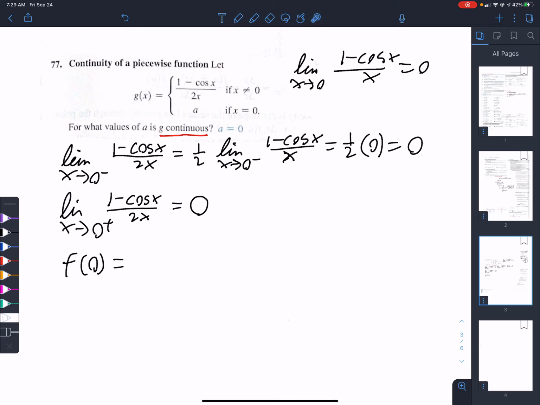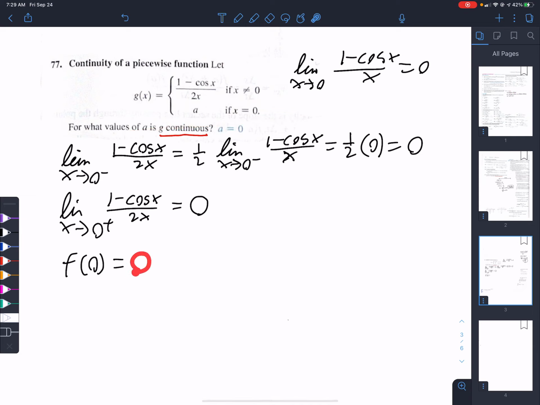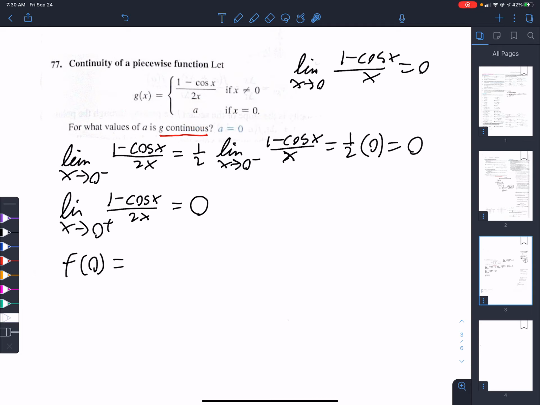So in order for this function to be continuous, all three of these must be equal. So the last one must be 0, right? So g of 0 must be 0. Actually, it's g and not f. I've been saying f. What's the value of g at 0? Well, at 0, it's a. So a must be 0. So the answer is a must be 0 to be continuous, and that will plug the hole.